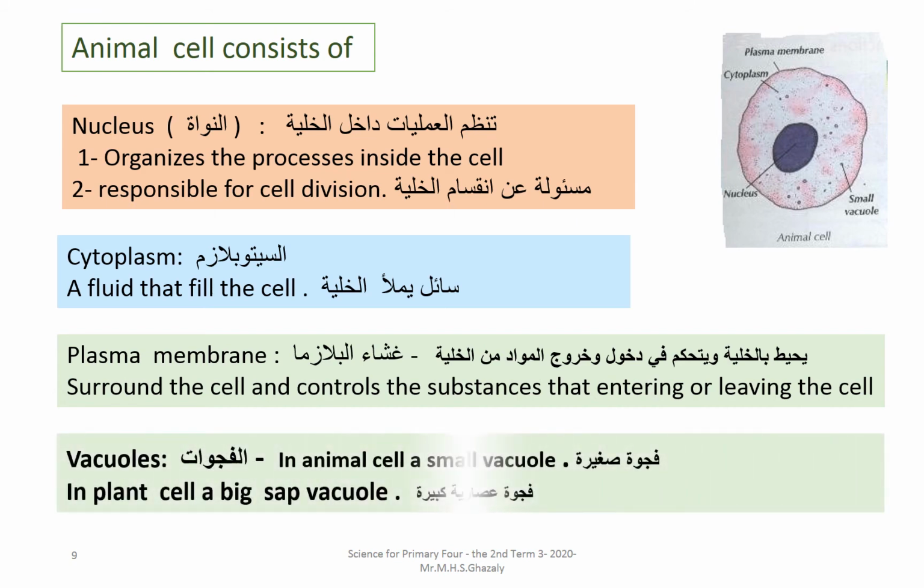Vacuoles: in animal cell a small vacuole, in plant cell a big sap vacuole. في الفجوات في الخلية الحيوانية فجوة صغيرة، في الخلية النباتية فجوة عصارية كبيرة.